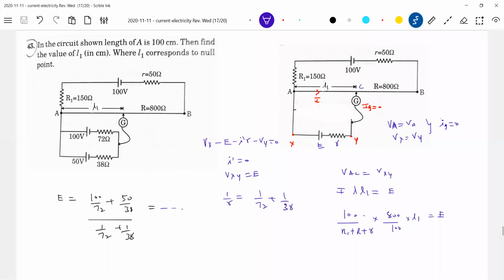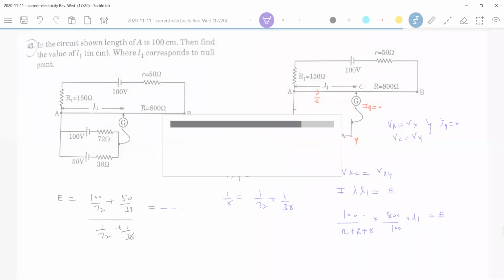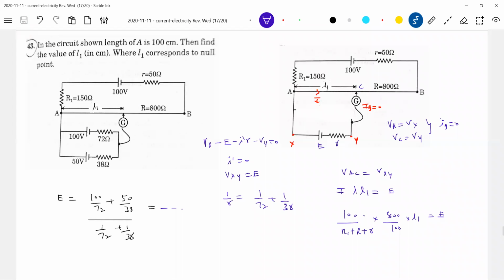Especially potentiometer questions you can manage very easily in exams. Please do put effort, and once you learn it, I think you can do better. VA equal to Vx, Vc equal to Vy. Check once. I don't have the value. 80, sir. 80. L1 will be 80 centimeter.